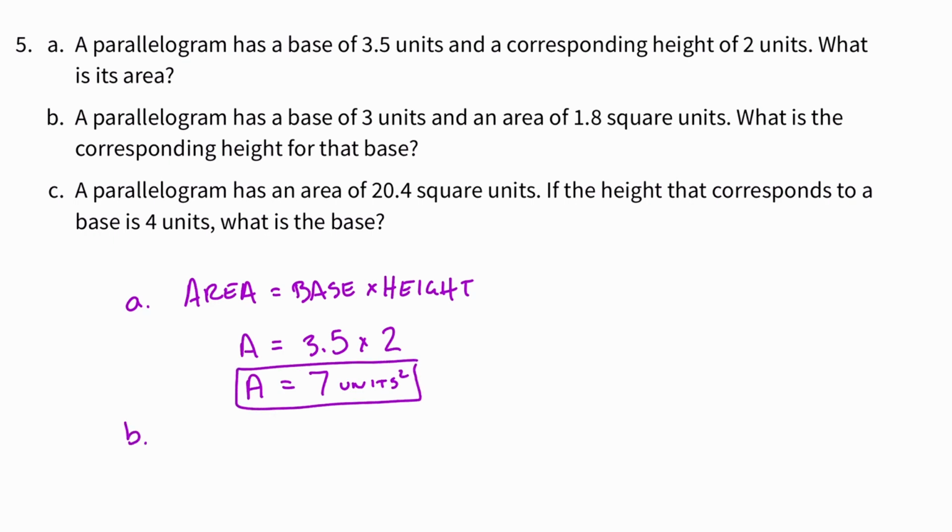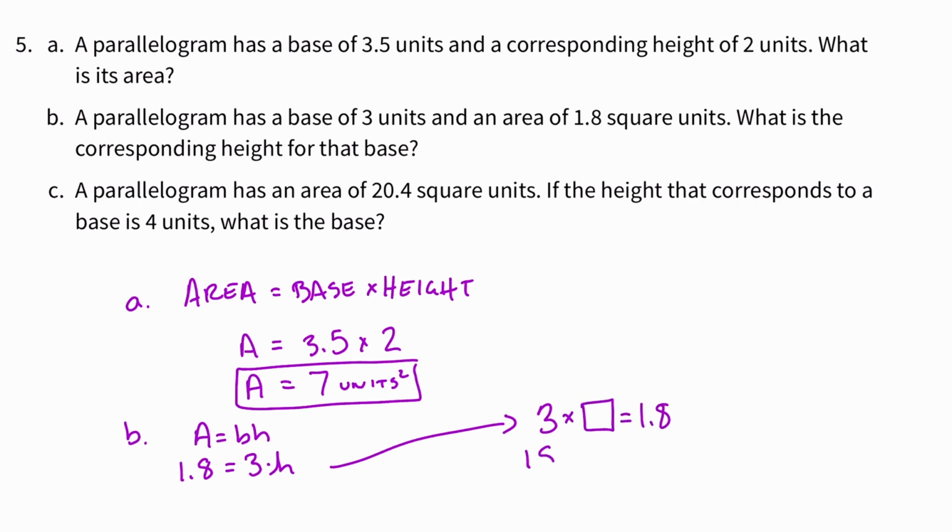B, a parallelogram has a base of 3 units and an area of 1.8 square units. What is the corresponding height for that base? Well, the area equals base times height. The area is 1.8 and the base is 3, so what is the height? Well, we can take 3 and multiply it by some number to get 1.8. And to figure out what that number is, we can divide 1.8 divided by 3.